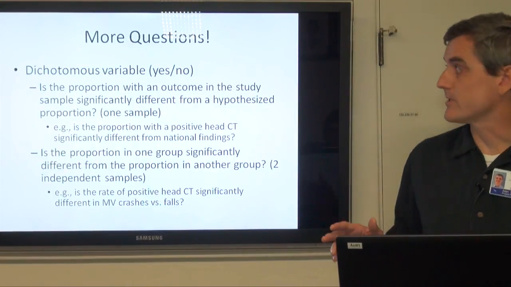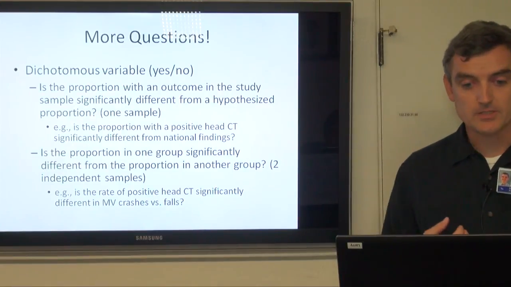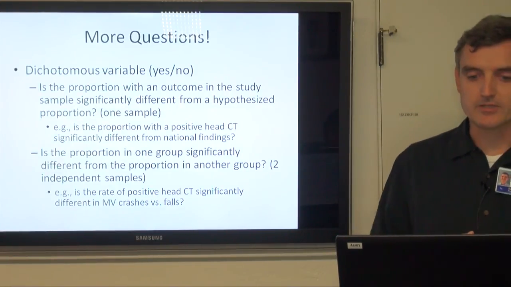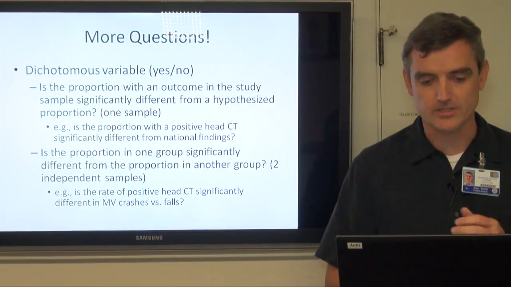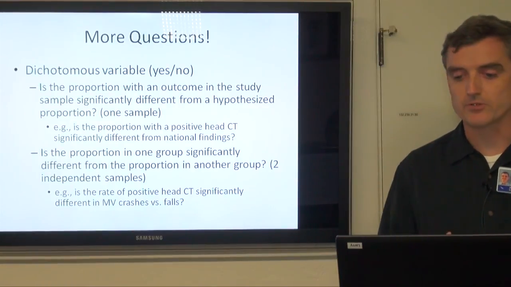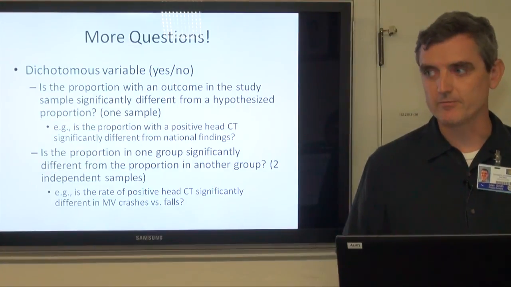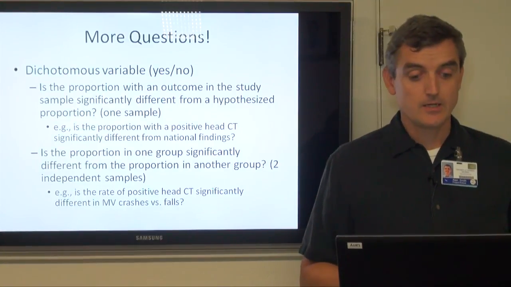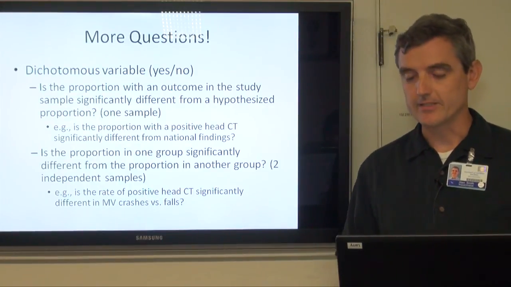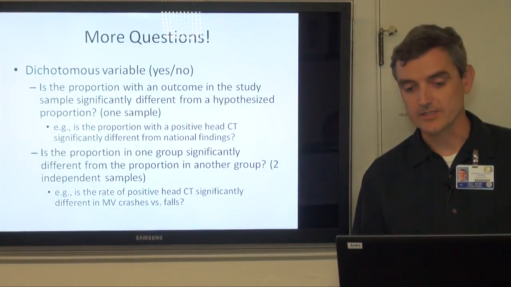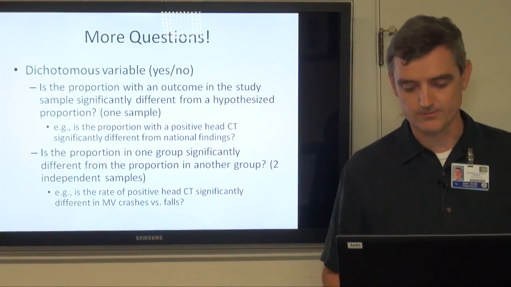And there's more questions. You can go nuts with this. Dichotomous variables is when there's just 2 possible outcomes. So is the proportion with an outcome in the study sample significantly different from some hypothesized proportion, very similar to that mean example? So is the proportion with a positive head CT significantly different from a national study, maybe from an NTDB study? Is the proportion in one group significantly different from the proportion in another group? So again, that's the 2 independent samples, and you want to see if the positive head CT rates are significantly different for motor vehicle crash versus falls or something like that.